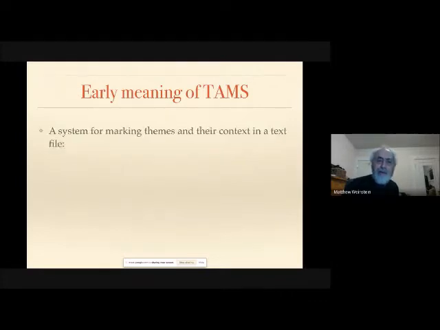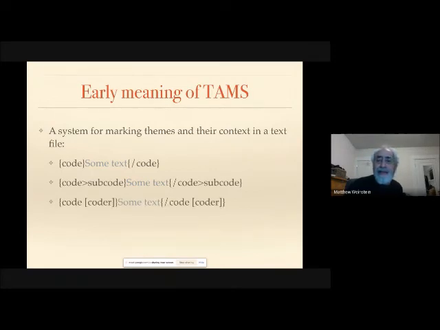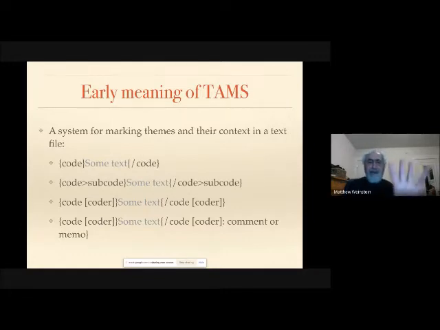So, originally, it was just a system for marking themes in their context in a text file. And what it looks like is this. You've got a text file and you just surround the text with some code that you want to attribute to that text. It could be hierarchical. So I could have a code and a subcode. And this is how I developed a representation of that. And because Nita and I were both working on this, we came up with this system for indicating who had coded what in the text. And eventually a way of adding comments or memos to particular slices of text. So just keep in mind, that's kind of what it looks like.